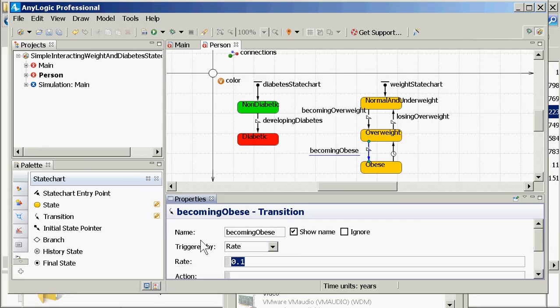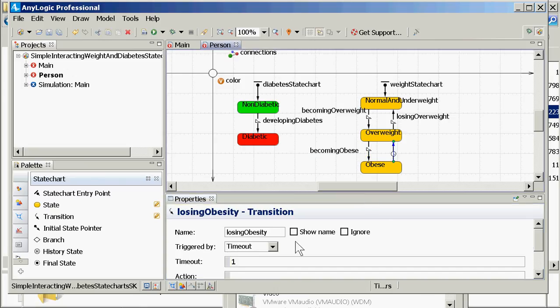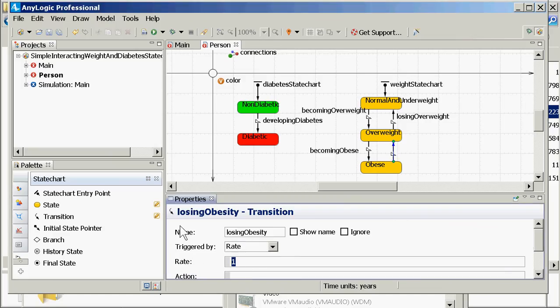No matter how long you've been in that state, if you're in an overweight state, you have a 10% chance per year of becoming obese. That's what that means. And going back, returning, I'm going to make it a rate of 0.05. That means a 5% chance per year of losing obesity. Now, AnyLogic's time is continuous. So we have a chance within a year to be losing obesity, but this is a 5% chance per year as a density.